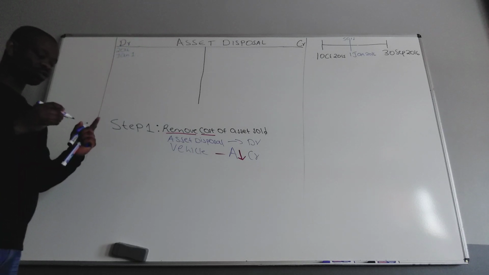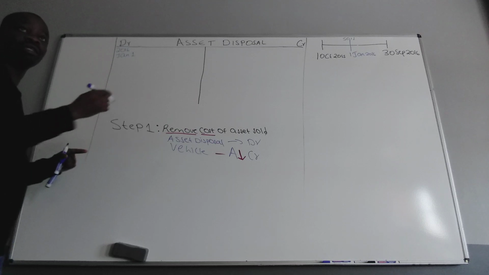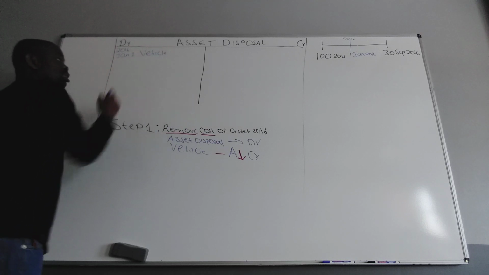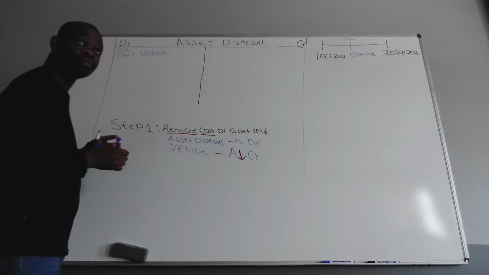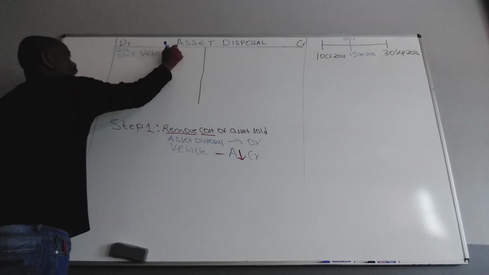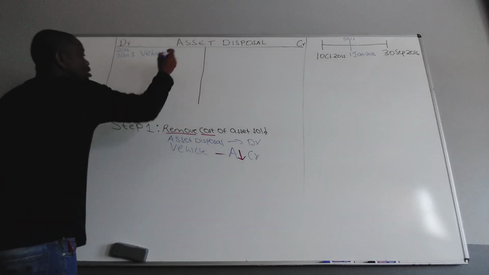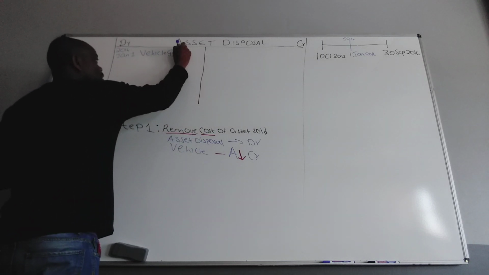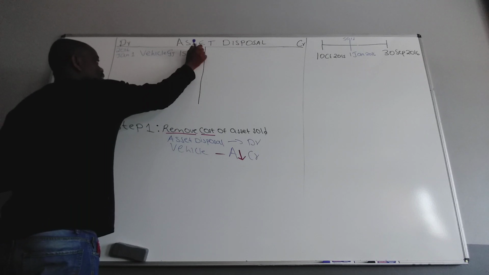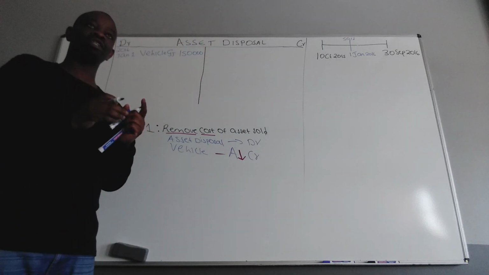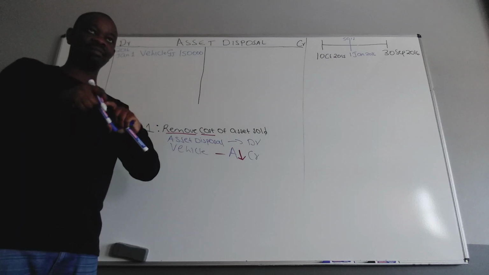And the contra obviously is going to be the other account. What is the other account? Vehicles. The general ledger that we use? GL. Remember, we need the cost of that asset, not the selling price. The cost of the asset was 150,000. Can you see now? That's the first step. The cost first, before we can go to the selling price.